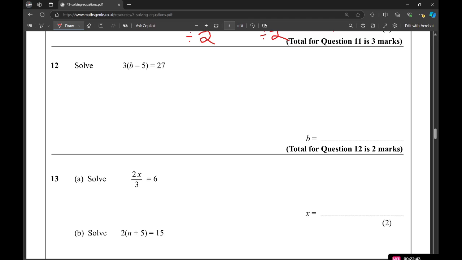Question 12. Solve 3 brackets b minus 5 brackets closed equals 27. So step 1, expand the bracket. So 3 times b makes 3b. 3 times minus 5 makes minus 15, equals 27. I'm going to add 15 here to both sides.